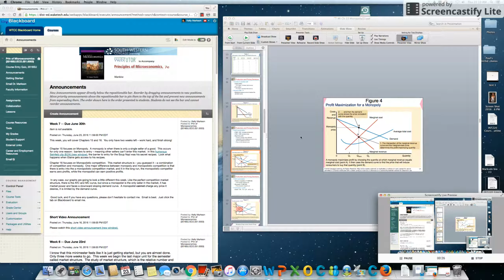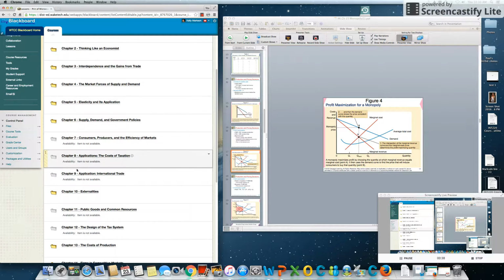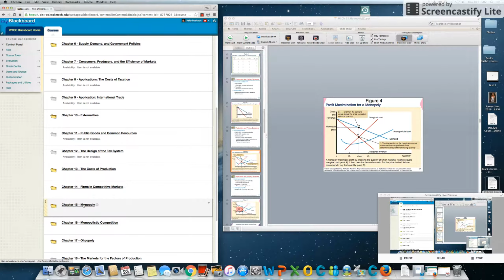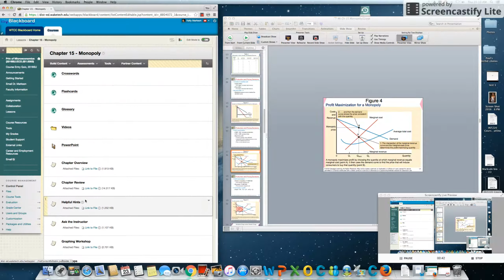So, I pulled out your PowerPoint, and by the way, hopefully you've been accessing the PowerPoints under lessons. Let me just show that to you real quick. So if you go to lessons and for chapter 15, you click on Monopoly, there are PowerPoints for you to take a look at. So the graph for Monopoly is a little bit different, and I just wanted to highlight a couple of things.